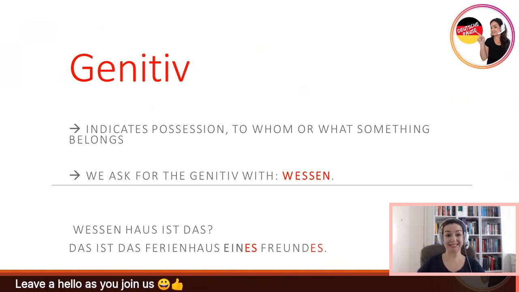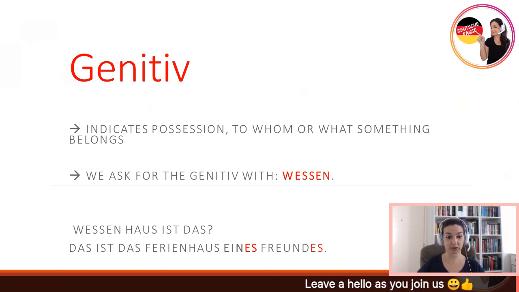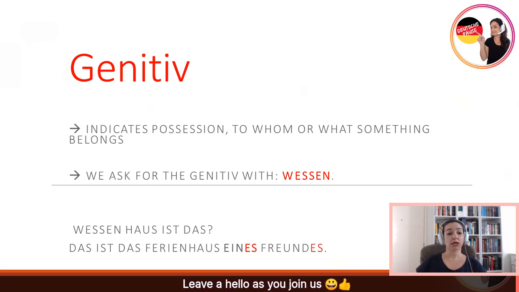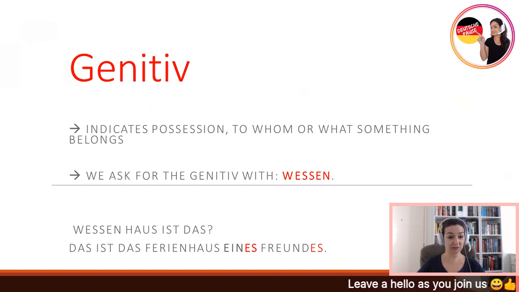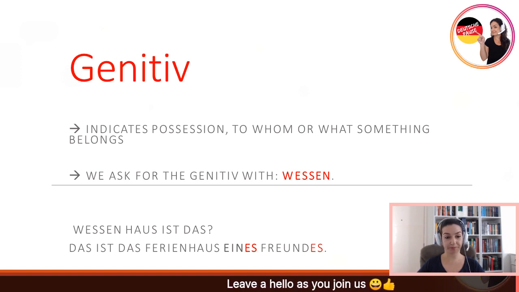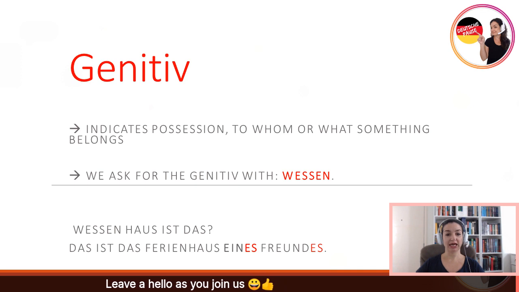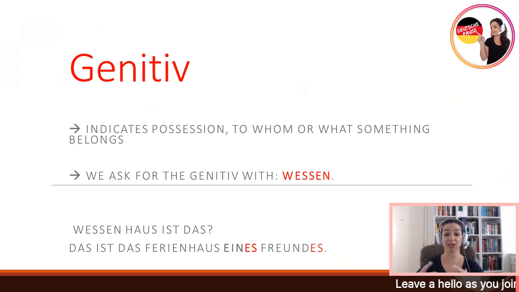Okay, so what is genitive? How do we use it? And where does it come from? Why does it exist? Genitive indicates possession. The idea is quite similar to possessives in the English language, and of course it indicates to whom or to what something or someone belongs. Although people can't really belong to anyone, but that's basically the idea.